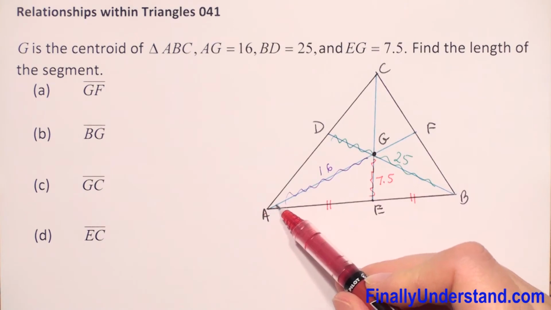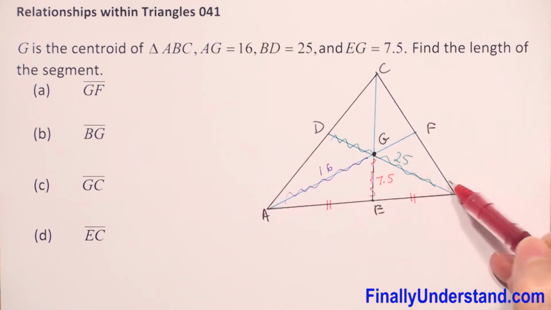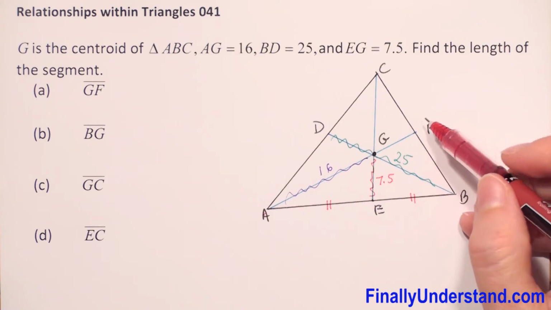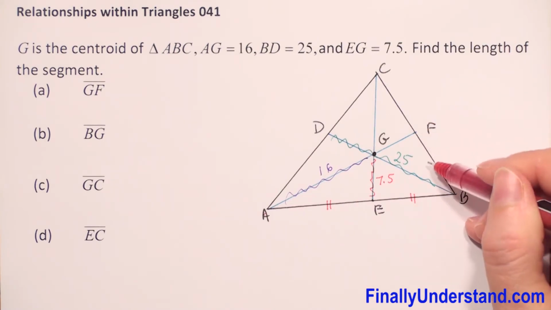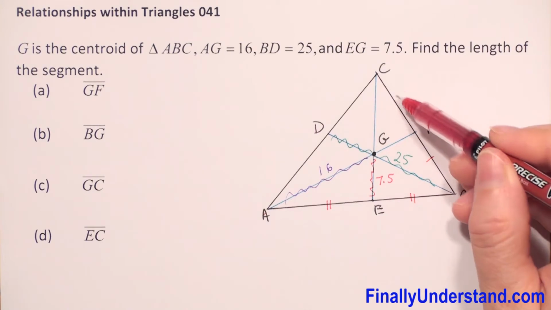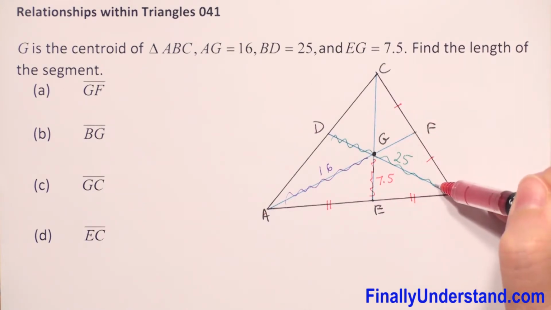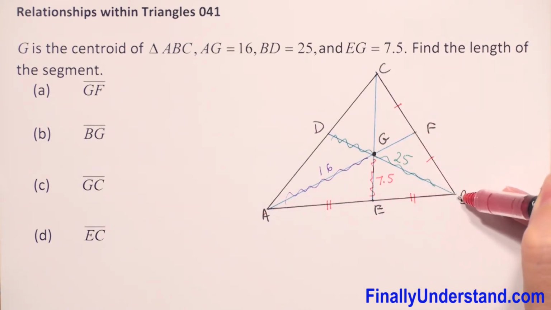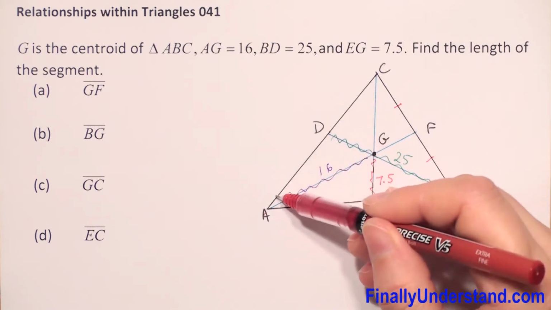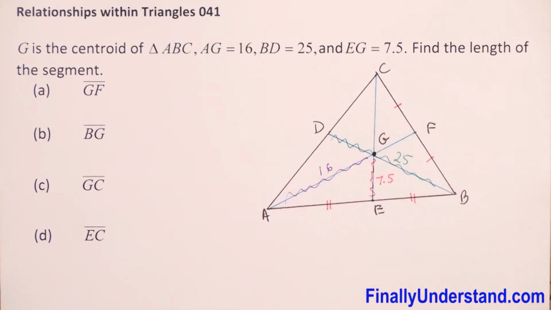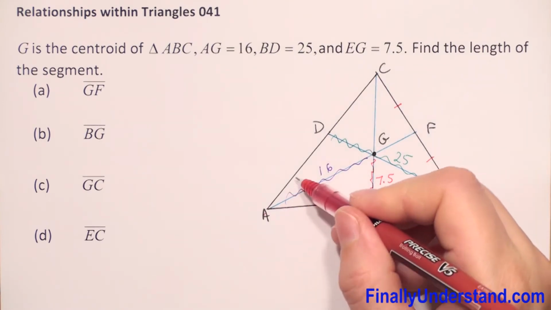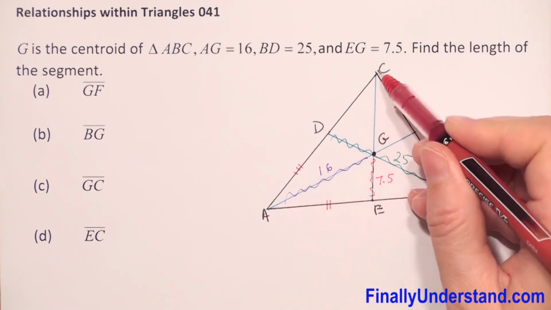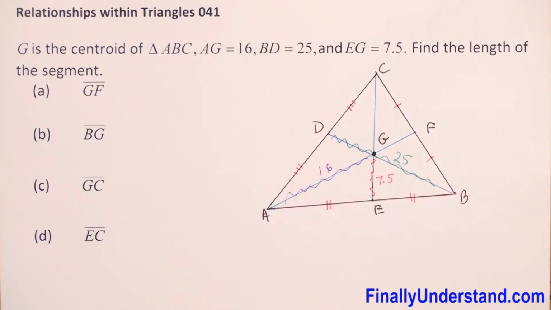Next median connects a vertex with the midpoint of another, opposite side. So again, BF is congruent to CF. And the third median, vertex with the midpoint of the opposite side. So it means that AD is congruent to CD. So now we can use the concurrency of medians of triangle theorem.